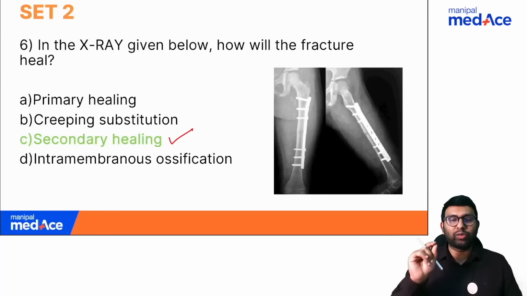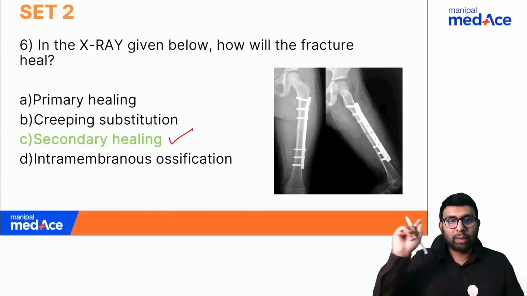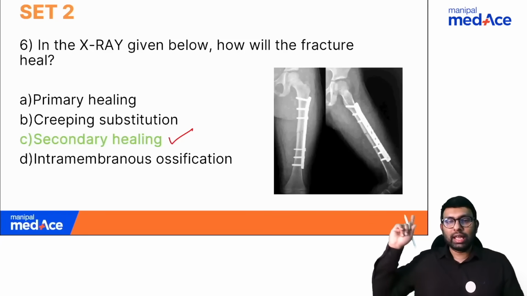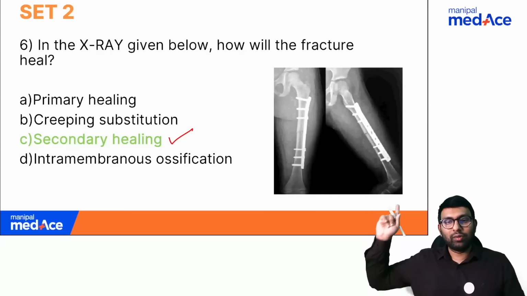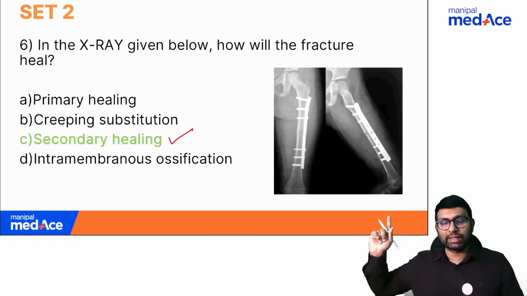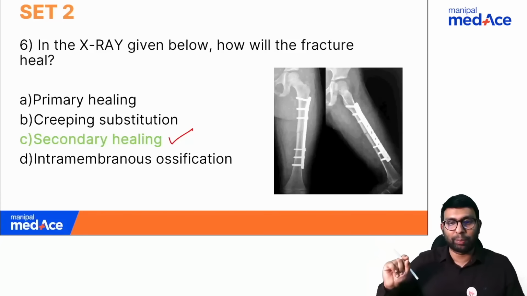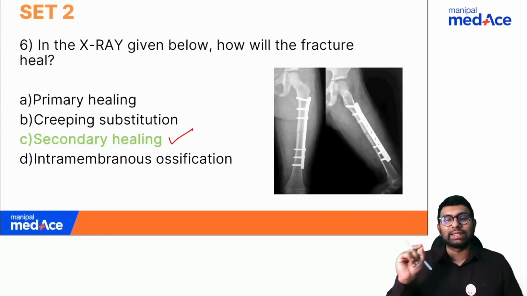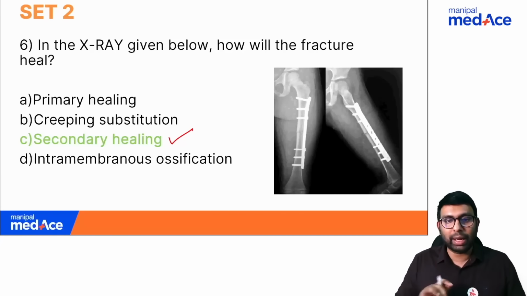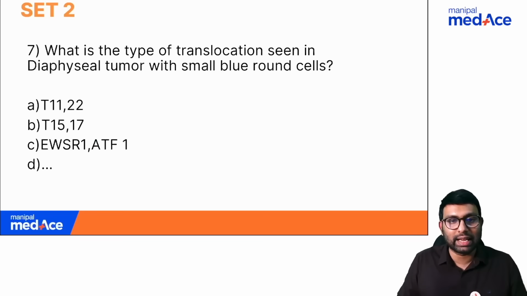I've seen a lot of recalls in which they've said primary healing is the answer. But if this was the X-ray that was given, where a femur bone is shown and this plate is applied, which is a bridge plate, in the femur you apply a bridge plate, and with bridge plating, secondary healing is the answer, not primary healing. So this is something that needs clarification.